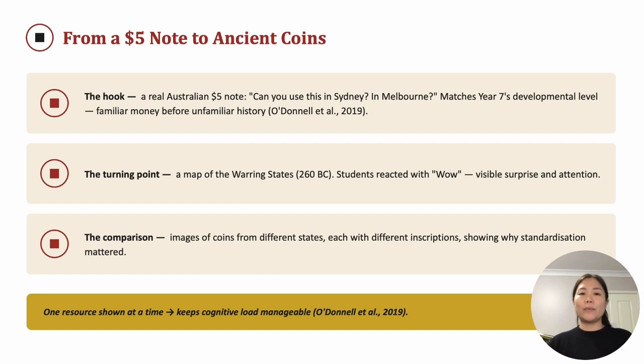Then I showed a map. It showed the Warring States period of ancient China, splitting into 7 states. The students said, "Wow." They were surprised. Next, I showed a picture of old coins. Each state had a different coin, with a different inscription on it.